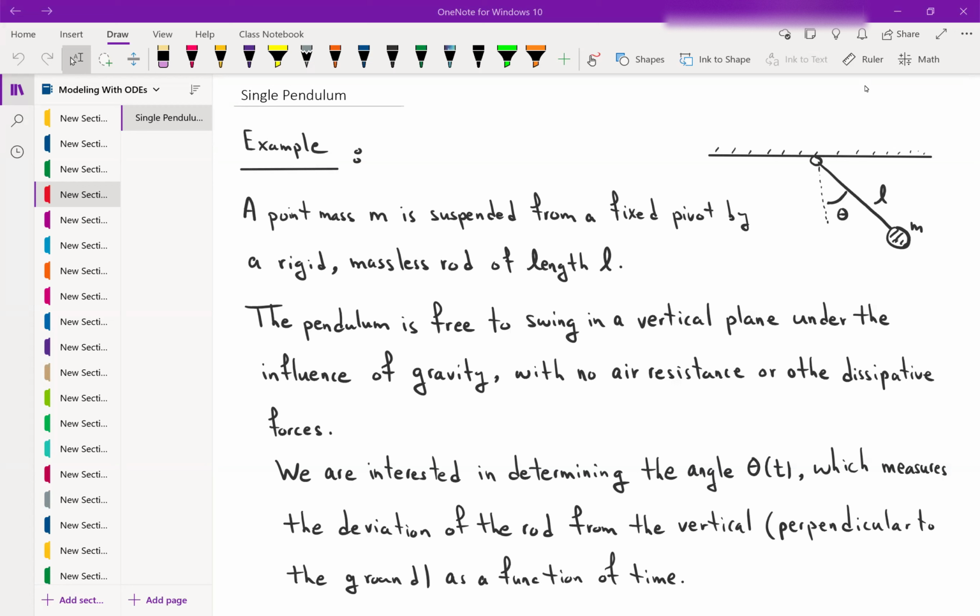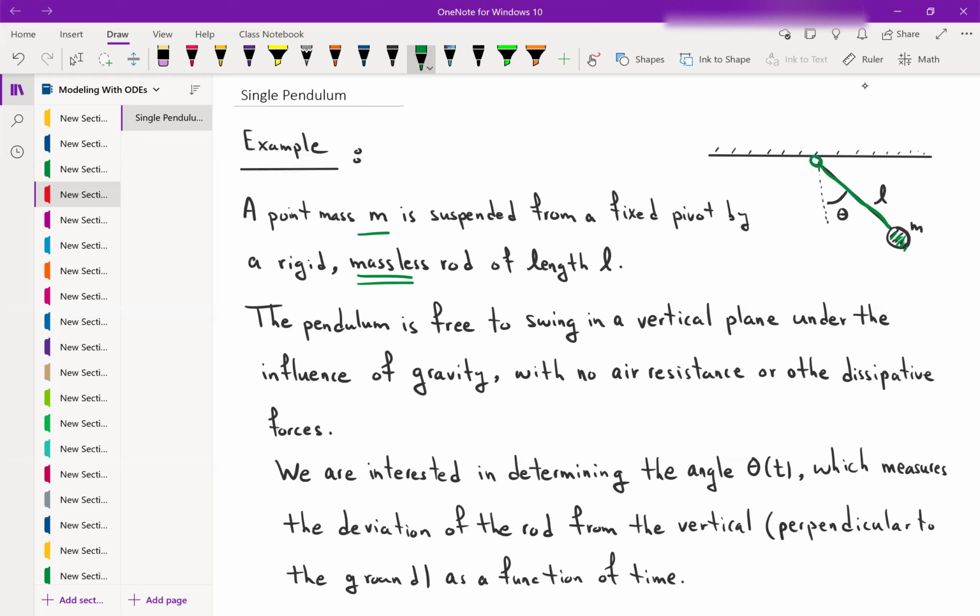We want to consider the classic single pendulum problem. So the example says a point mass m is suspended from a fixed pivot by a rigid massless rod of length L. So this is our pivot, and then we have a rigid rod of length L. We are assuming the mass of this rod is negligible compared to the mass m that we have here. That is how you should read this assumption, massless rod. The mass is negligible compared to the mass m.